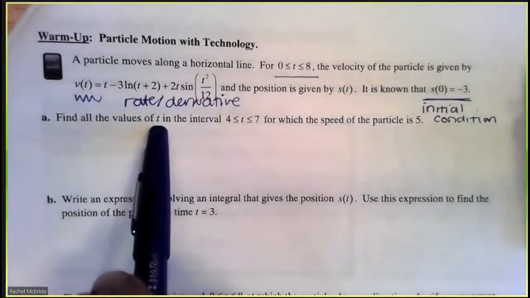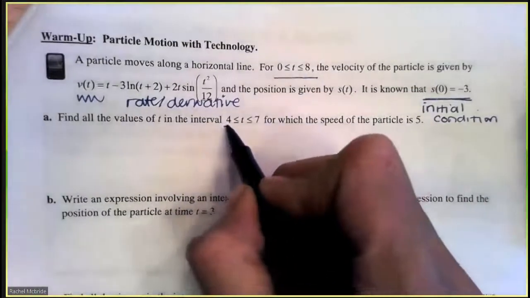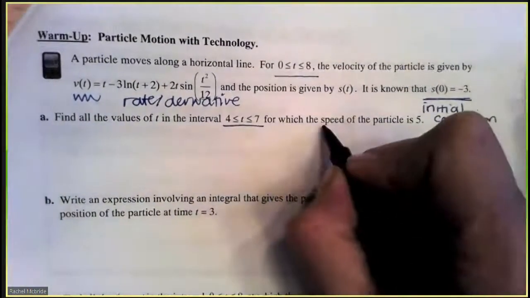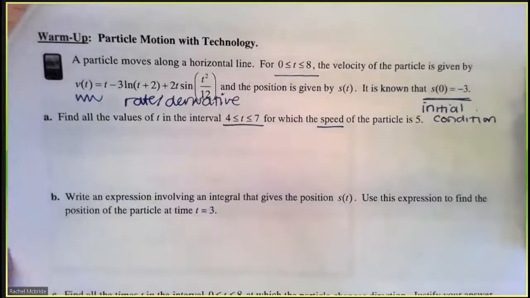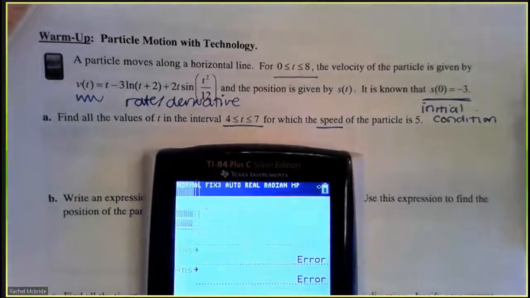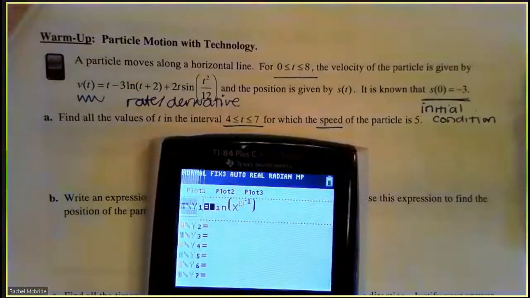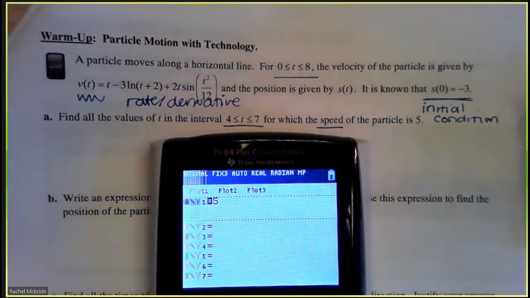Find all of the values of t in the interval from 4 to 7, so they even restricted my interval more, for which the speed, so immediately I'm thinking absolute value, of the particle is 5. So, calculator question. If the speed of the particle is 5, then my y equals, I'm putting in a 5. That's the first thought I have.